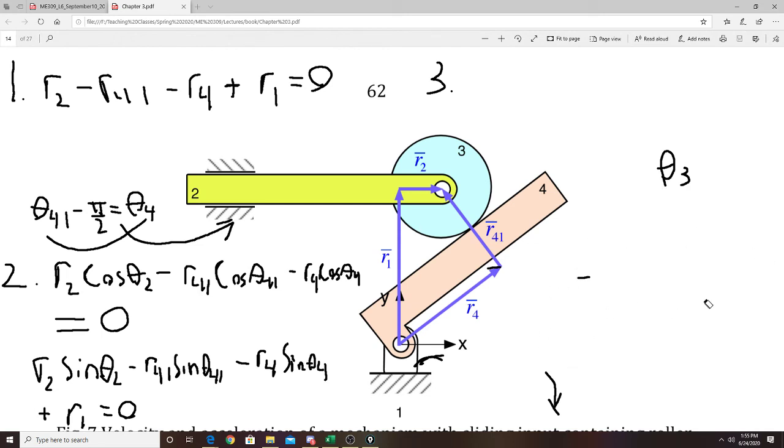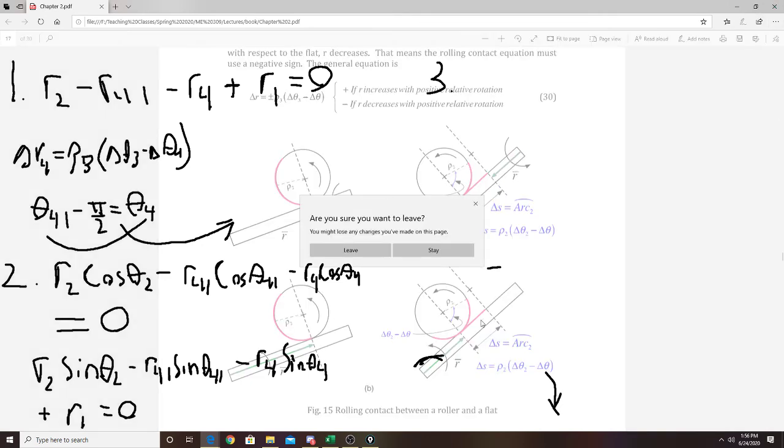So, that was our rolling contact equation. I will rewrite it over here. So, delta R4 is equal to rho 3 times delta theta 3 minus delta theta 4. All right, cool. So the last thing we're gonna do really fast is, I know you guys probably can figure this out. We've done this now where we've taken derivatives and all that. I'm sure people are well on that one. But we're gonna do one derivative really quick of one of these, and I'm gonna show you how much of a pain it can end up being, right? So I need to get rid of this though.